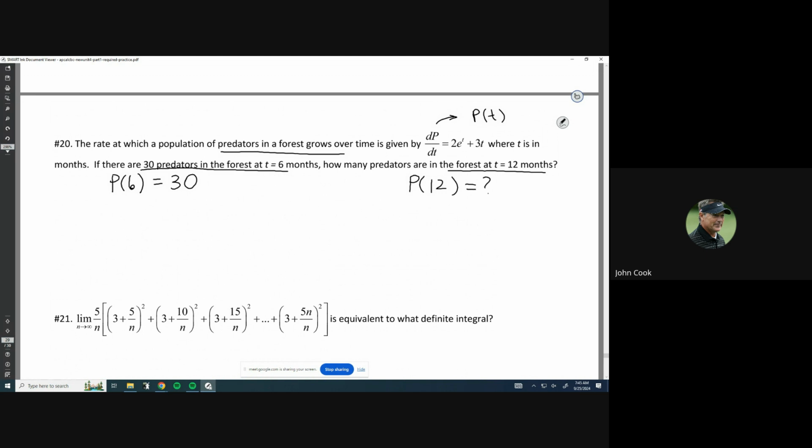So how do capital P and dP/dt relate to each other? Well, capital P is the antiderivative of P prime. So if we do an integral over the span from 6 to 12, we should be able to figure this out. So here's how we're going to do it.